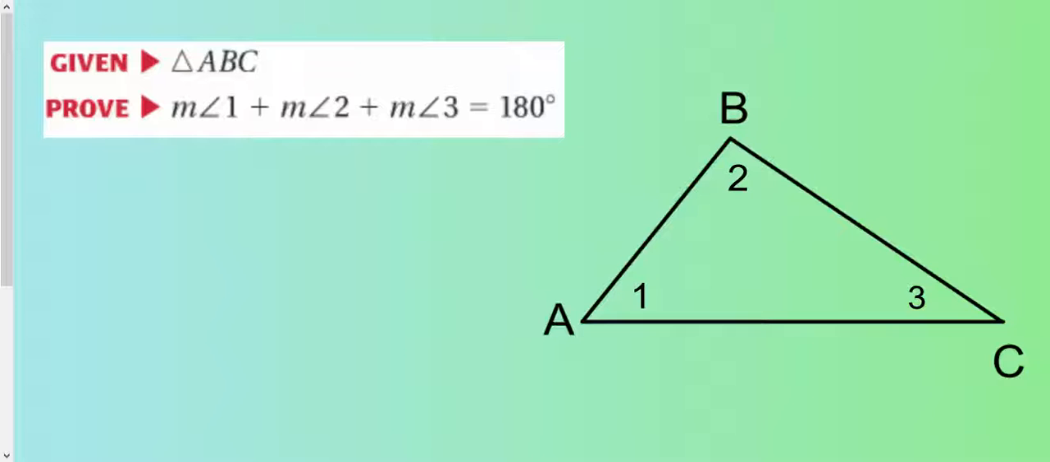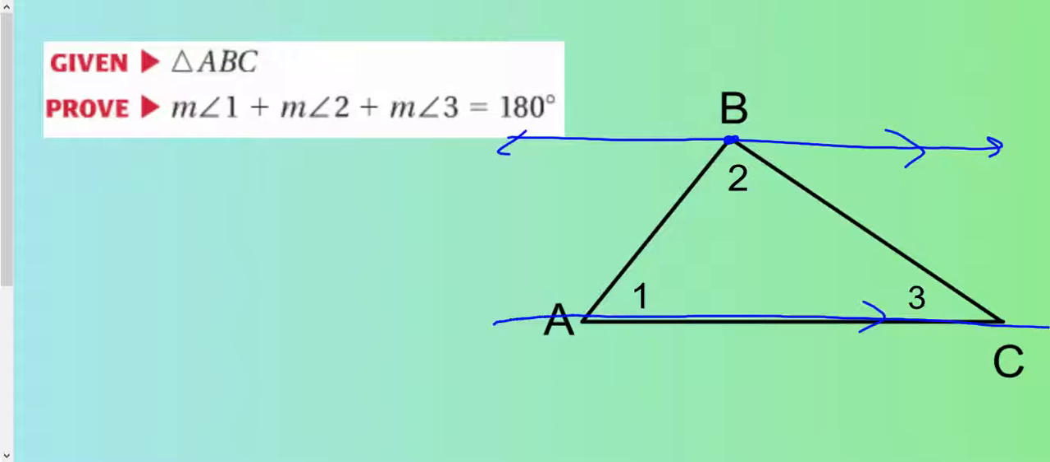Alright, so here's this proof. This is a really, really odd proof. And the reason why it's an odd proof is because we have to construct an auxiliary line. And this is the parallel line postulate. I mentioned it in one of my previous videos. Basically it says if you have a point that's not on a line, so we're dealing with line AC, and point B is not on line AC, there's one line that's parallel to AC that goes through B.